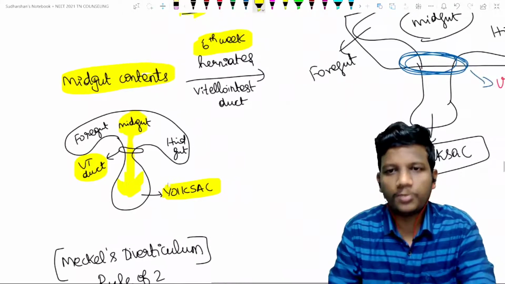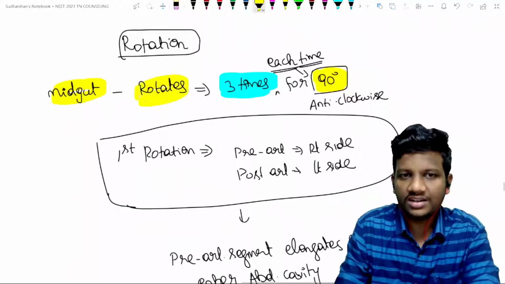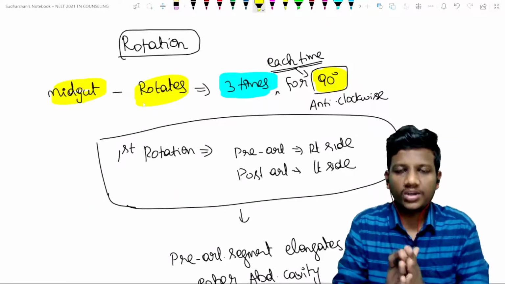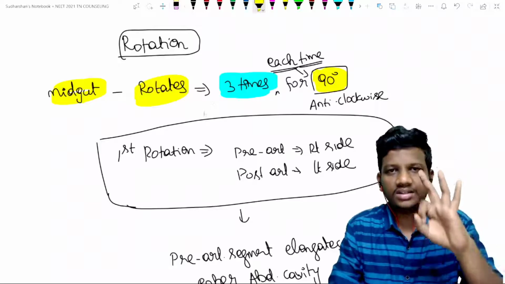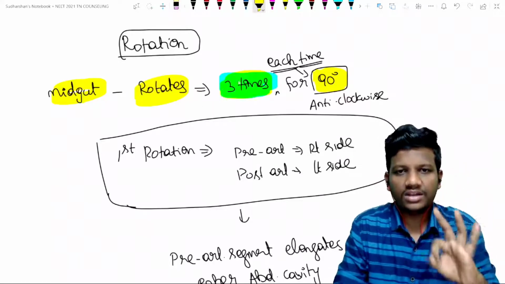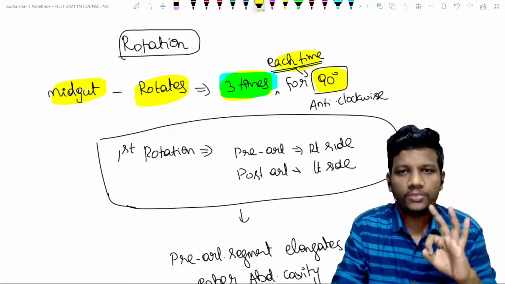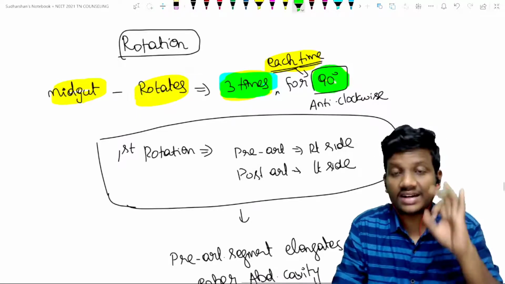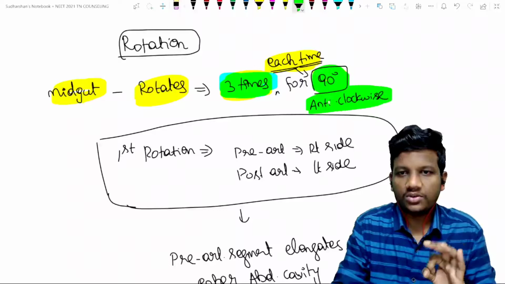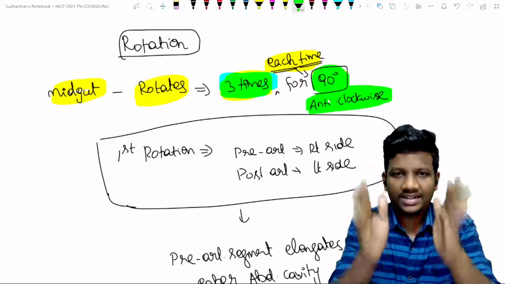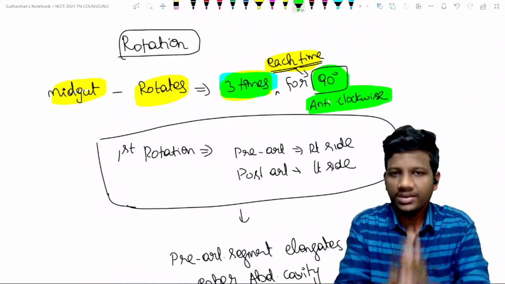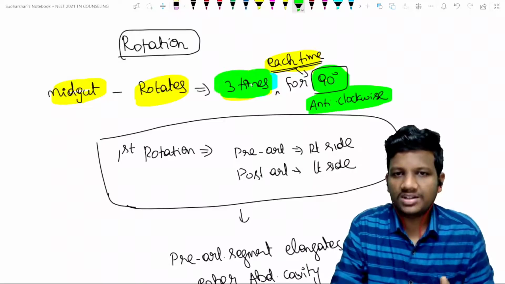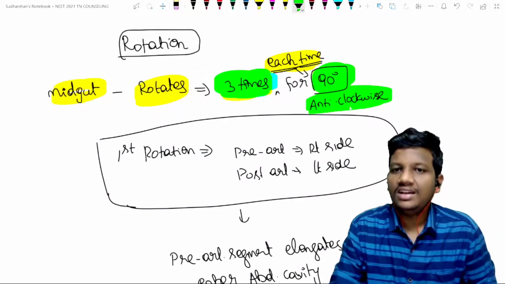Okay, adha nama paaka porom. So midgut is going to rotate here. How many times is the rotation? The midgut is going to rotate 3 times, guys. Each time the duct is going to rotate 90° anti-clockwise. Okay, note down, write it similar to how I have written here. நான் இப்ப எப்படி எழுதியிருக்கோம் அதே மாதிரி எழுதுங்க. Rotation 3 times நடக்க போகுது, each time 90° anti-clockwise.